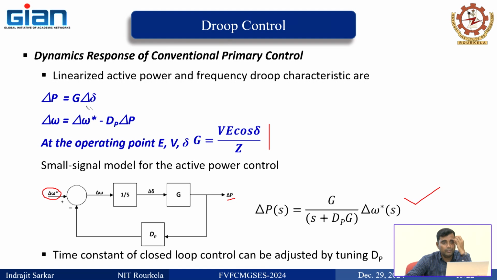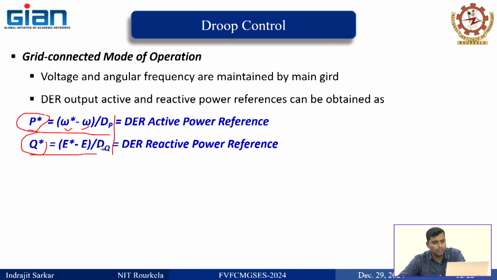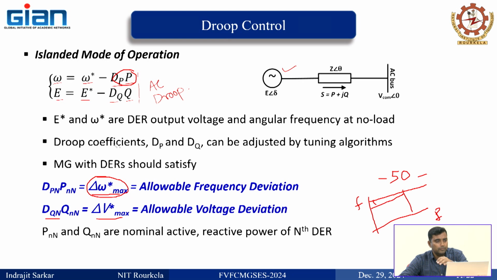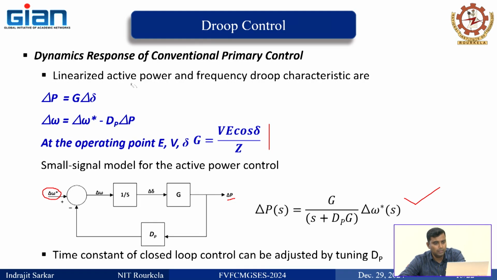Here delta is the phase angle, and this is the change in frequency. By integrating it, 1 by s, we can get delta, and delta P is nothing but G into delta. These three equations are implemented here, where delta omega star we can generate from here. So delta omega equals delta omega star minus dP into delta P. That equation is also there, and using that we can generate the delta P. So this is the transfer function.